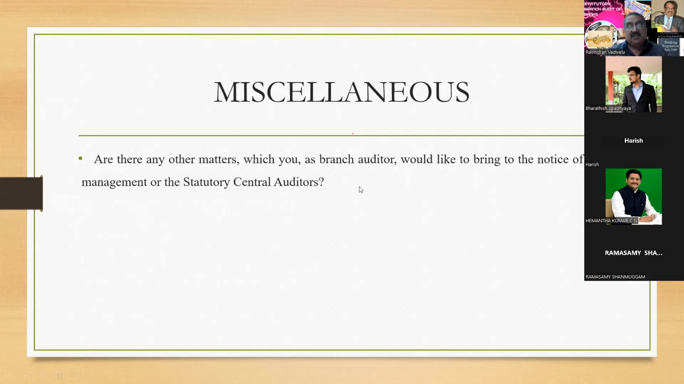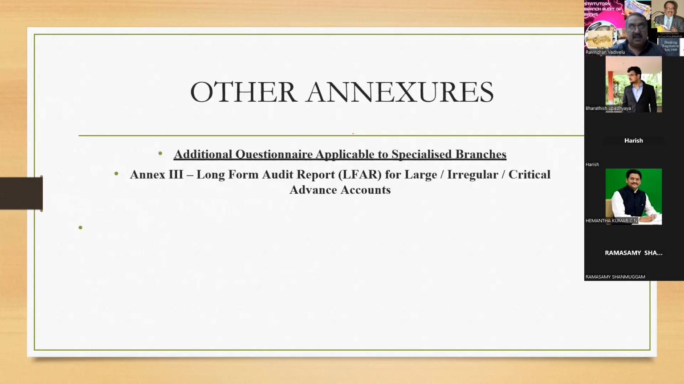Are there any other matters which the branch auditor would like to bring to the notice of the management or the statutory auditor? This is another thing: whatever things you are not able to locate in the other paragraphs, you can fix everything here. You can give those reports here. So this is coming under the category of miscellaneous.